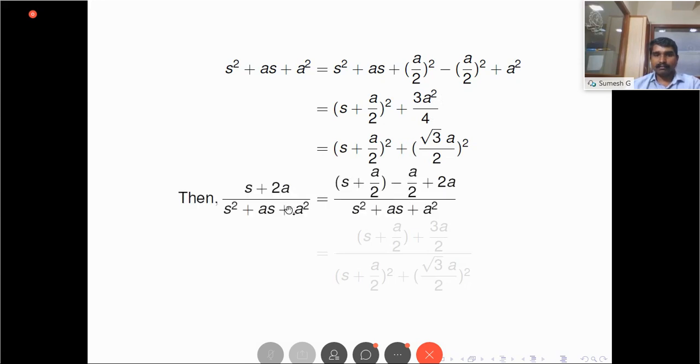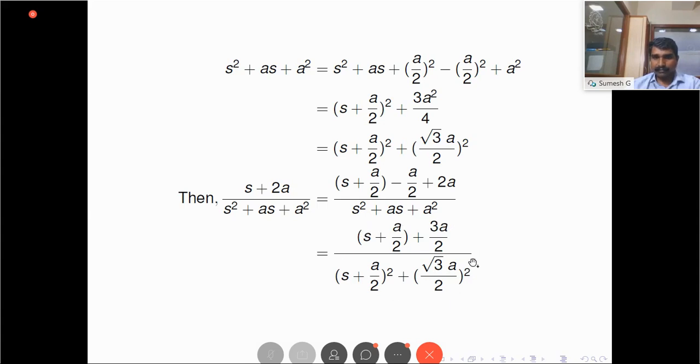So the second term is written as, again we have to note that the denominator is a function of s plus a by 2. So this s in the numerator must be converted into s plus a by 2. So this is written as s plus a by 2 minus a by 2 plus 2. It reduces to s plus a by 2 plus 3a by 2, followed by the denominator, which can be replaced by s plus a by 2 whole square plus root 3a by 2 whole square.